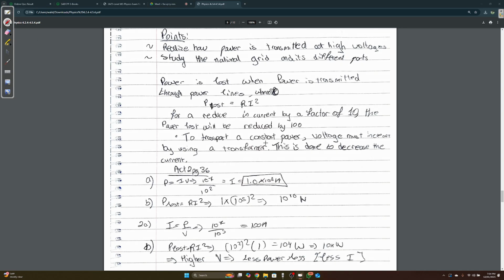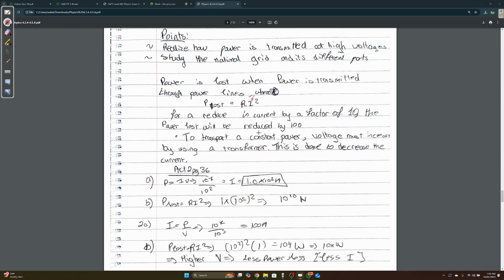So if you increase the voltage, you're gonna get the same power, because when you increase the voltage, the current is gonna go down. So when the current goes down, power lost will also decrease. But since I'm increasing the voltage, there's gonna be more power. So that way I won't be losing power. In other words, to transport the constant power, since we can't play with the current, we're gonna increase the voltage, which will allow the current to go down to reduce the power lost.